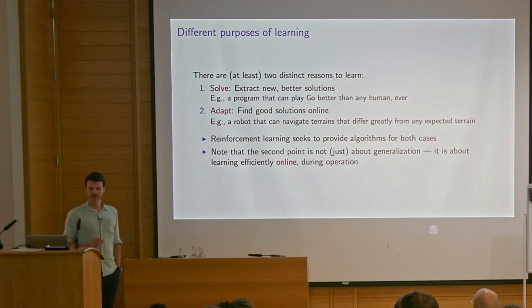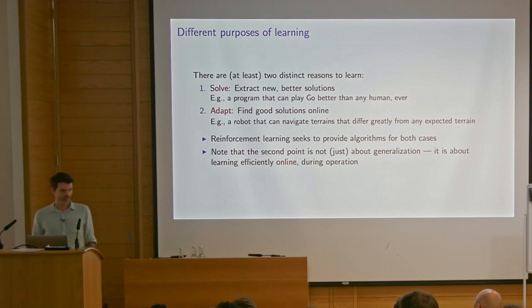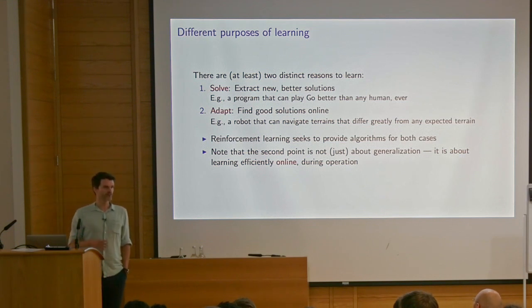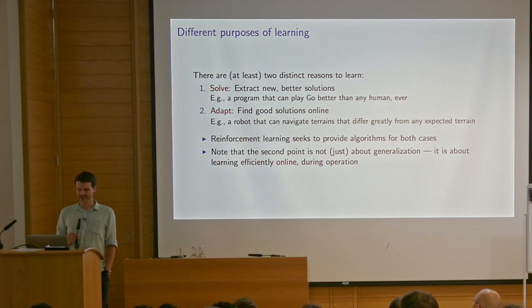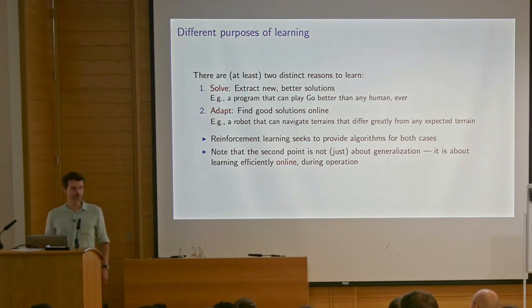But first I wanted to touch upon two distinct reasons you might want to learn. And this is good to be able to put other research into context, because often people are not very explicit about this distinction, or not always very explicit about which one they're interested in. But it's good to realize that they are different. The first distinct reason to learn would be to solve something. The idea here is to extract new, better solutions. And when I say solve, I mean this in a somewhat soft sense. I don't necessarily mean finding the only or optimal solution to a certain problem. I also mean finding good solutions, if there's a certain ranking among the solutions, at least better ones than you initially start with.